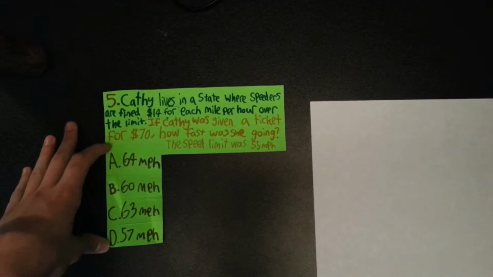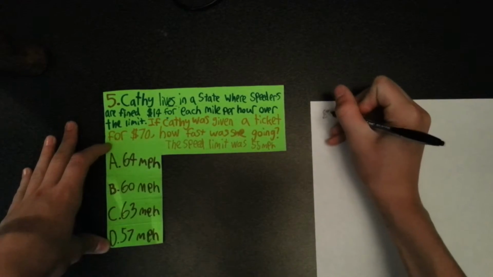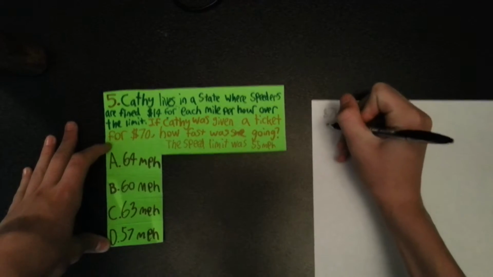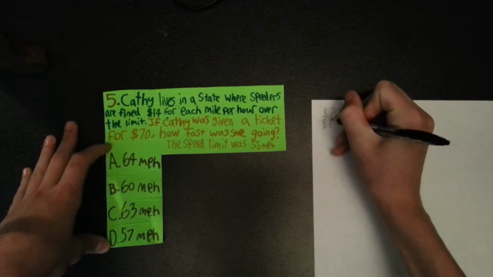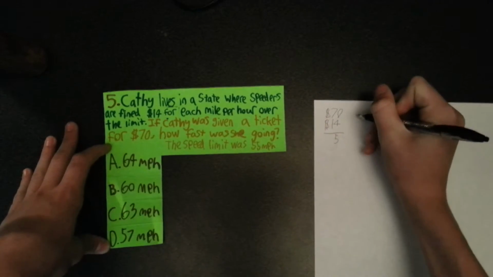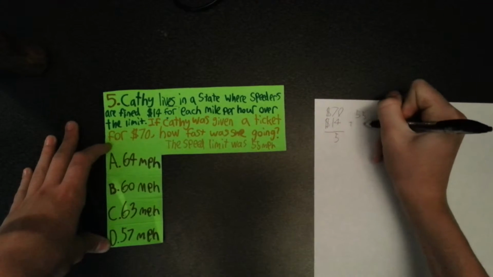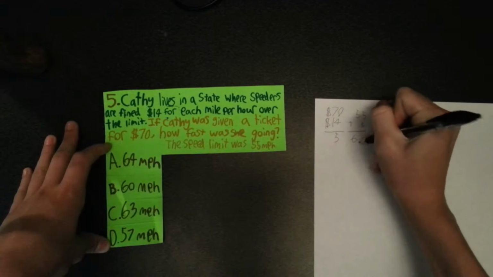The answer is B. If she was fined $70 at $14 over the limit, then she would have been going 5 miles over the limit. If the limit was 55, then we just add 5 on, and then we would get 60.